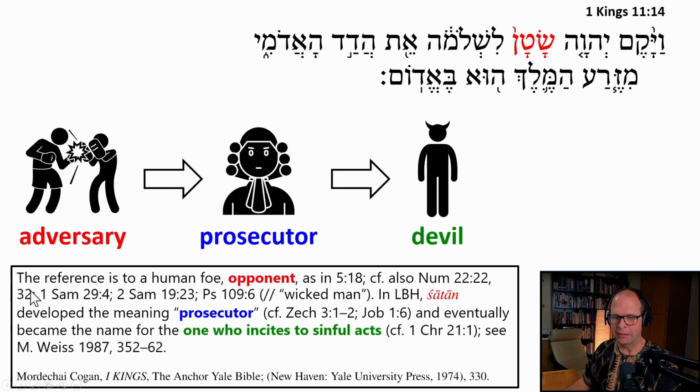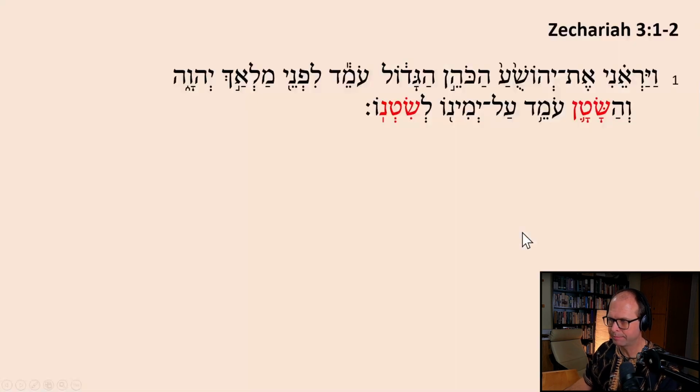Okay, so Kogan says, the reference here, with respect to this verse, is to a human foe, an opponent, as in 5:18, and he lists some other verses. He says, in late biblical Hebrew, LBH, the Hebrew word Satan developed the meaning prosecutor, Zechariah and Job, and eventually became the name for the one who incites to sinful acts, 1 Chronicles 21. Now I want to take a look at some of these verses that both Gus Konkel and Kogan quoted. We're not going to look at all of them, but just a sampling.